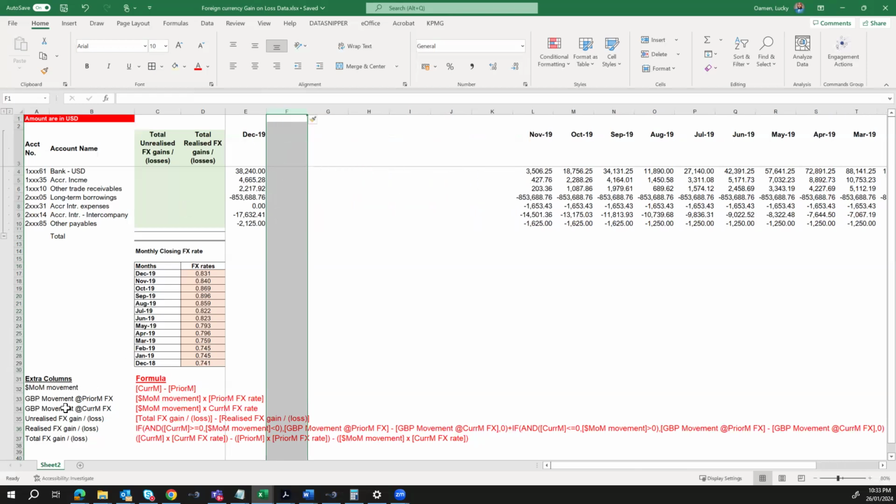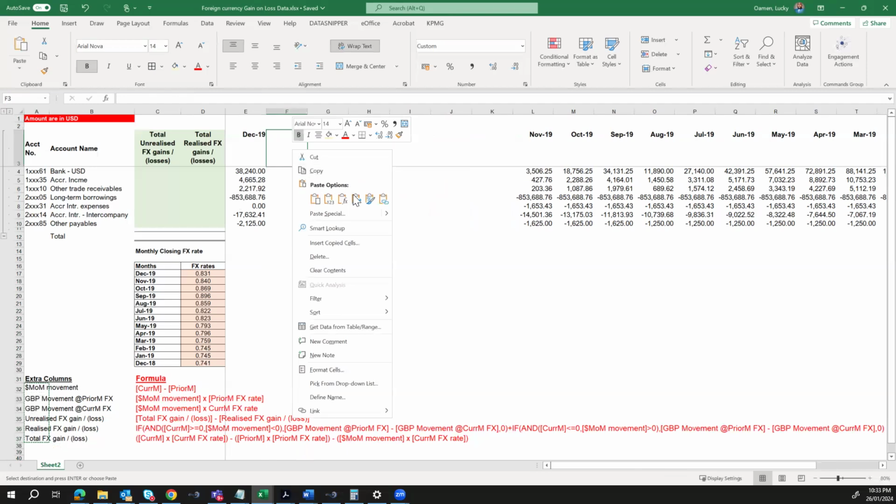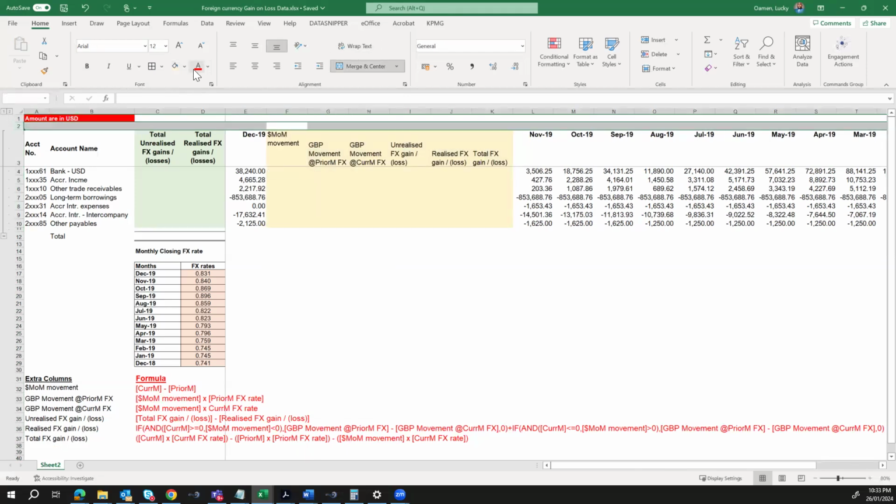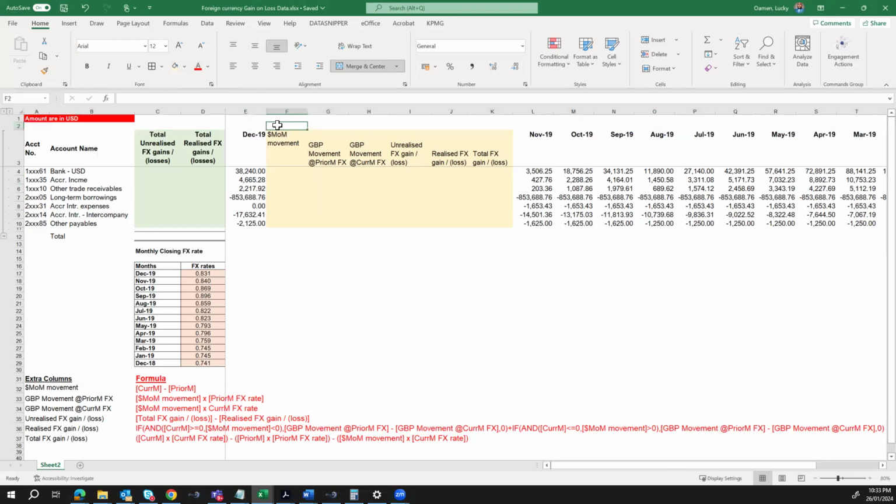All right, so I'll copy these headings, and then paste them by transposing them. Then I'll wrap the text. Awesome. So I can give the first step, which I mentioned, a red color so it's easier for us to see through. Step 1, like I mentioned, is to determine the movement in dollar terms between the current month, December, and the previous month, November.